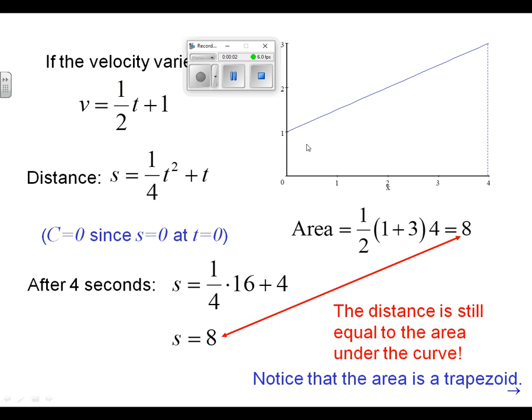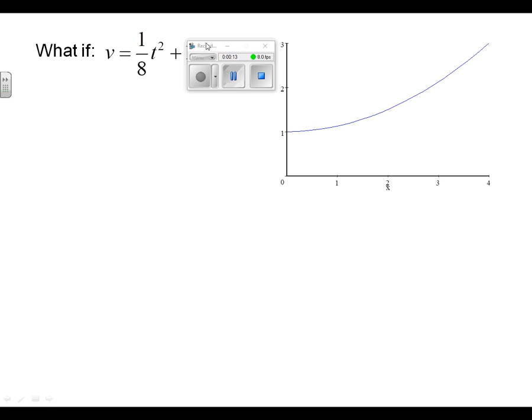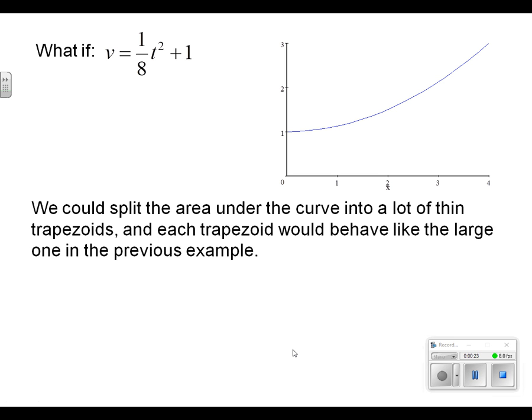Okay, we just talked about how this was the area of a trapezoid, and this is the formula for a trapezoid. All right, let's see if we can go on. What if? Ooh, awesome. So can we use a trapezoid here? Because it's not a straight line, it's curved. If I can get this to work, go.